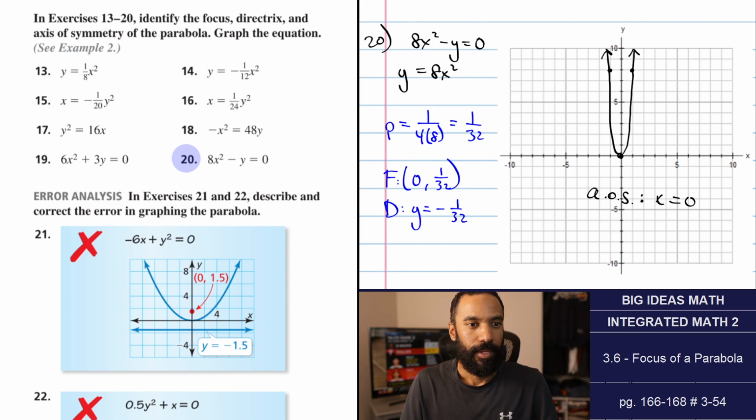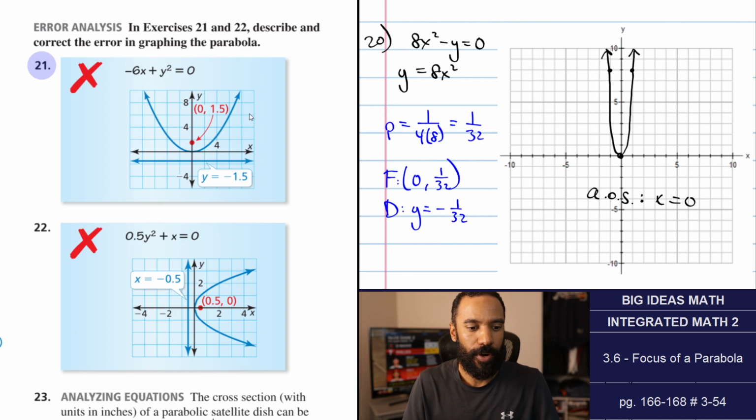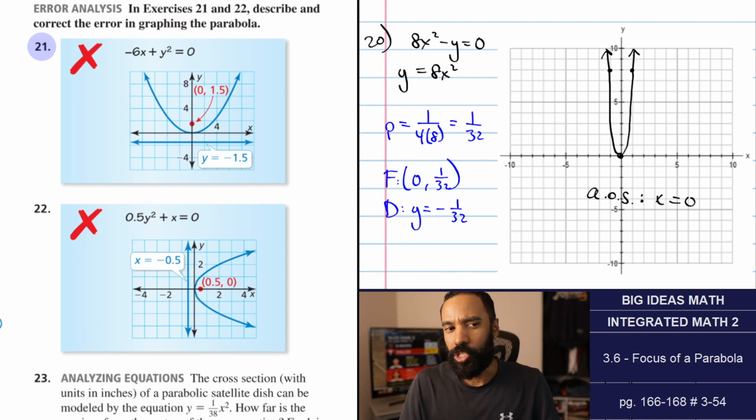Okay, that was a lot of graphing. Let's go ahead and take a look at what they have for error analysis on 21 and 22. Describe and correct the error. We have negative 6x plus y squared equals 0. They have a focus here and a directrix here.